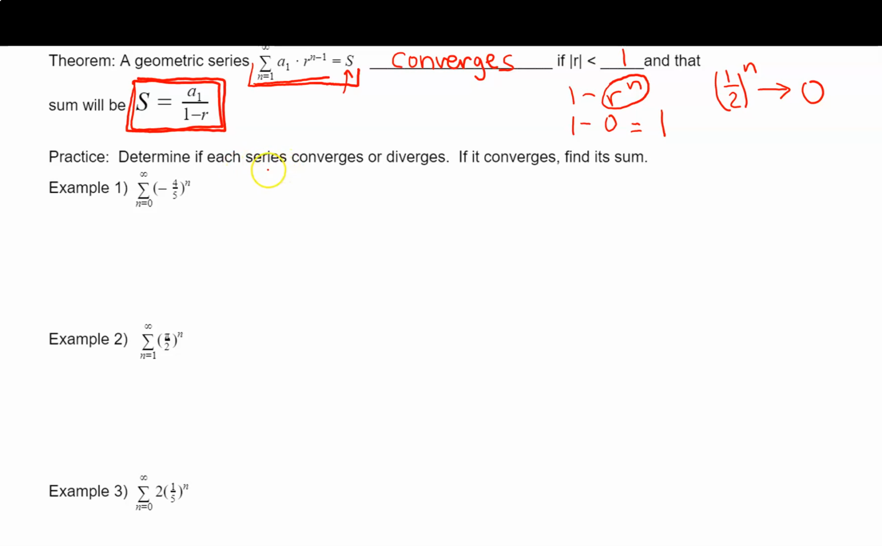So we want to determine if each series converges or diverges. And if it converges, find its sum. So this first example, we're starting with n equals 0 to infinity. So we have to figure out our first term. Normally they call it a sub 1. In this case, the number we plug in is 0. So we're going to have negative 4/5 to the 0, which we know equals 1. R is this value here, so negative 4/5. If I take its absolute value, that is less than 1. So this is going to converge.